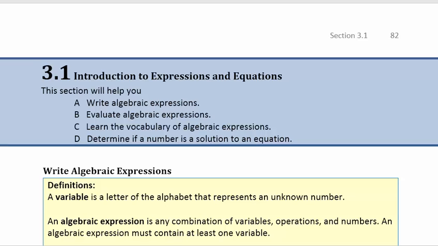Section 3.1, Introduction to Expressions and Equations. This video will help you write algebraic expressions, evaluate algebraic expressions, learn the vocabulary of an algebraic expression, and determine if a number is a solution to an equation.